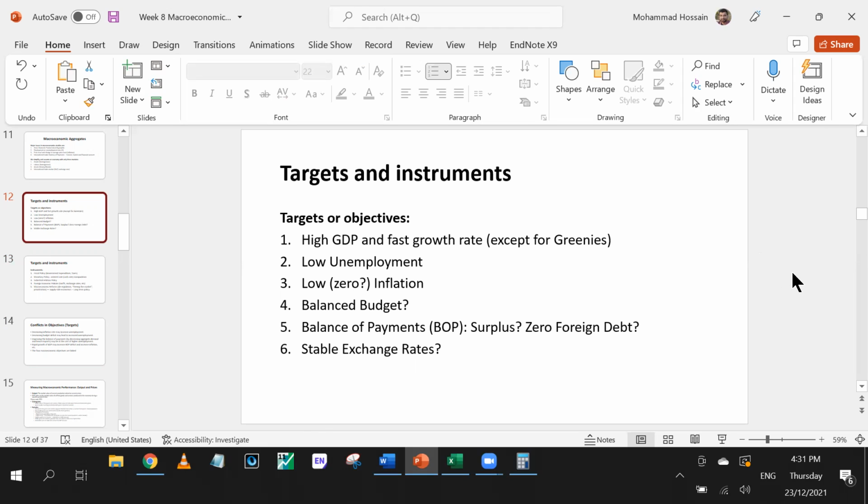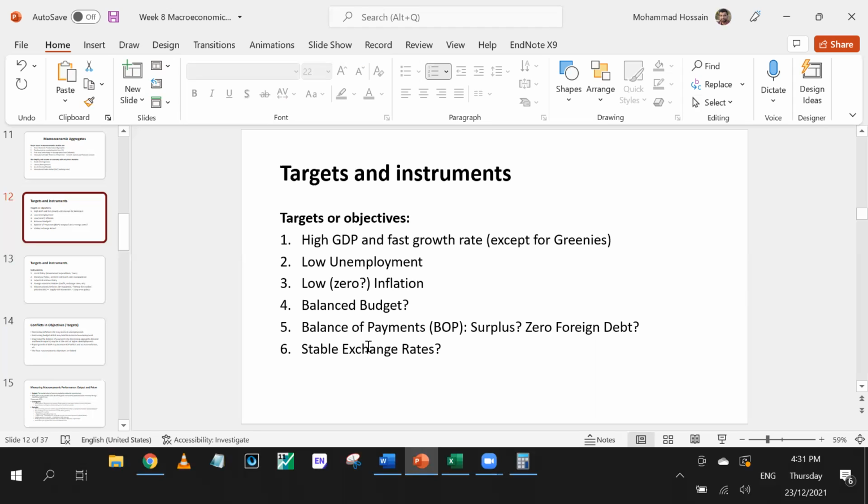Okay, that's the target of any economy, that we want to have high GDP and fast growth rate, lower unemployment, zero inflation or lowest. Zero inflation is not possible, but they will try to keep it as low as possible. Okay, low is cushion, zero is questionable. Okay, the budget should be a balanced budget.